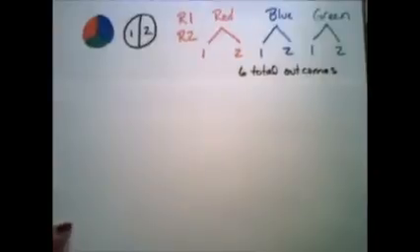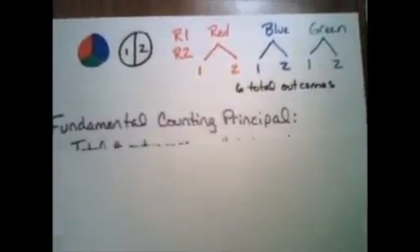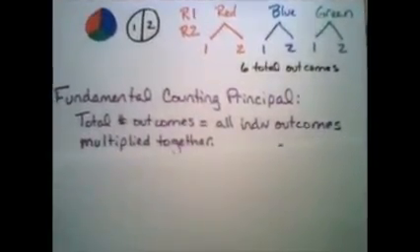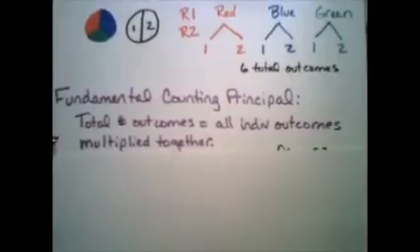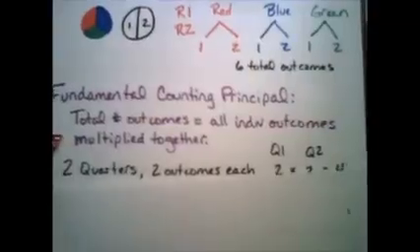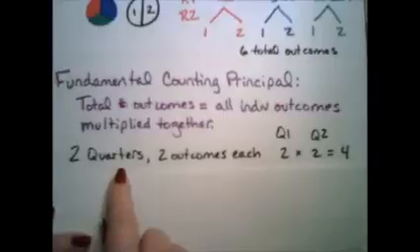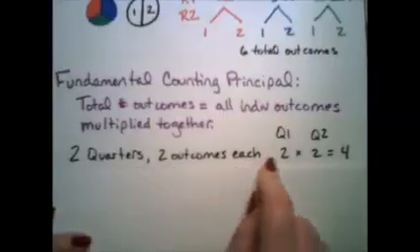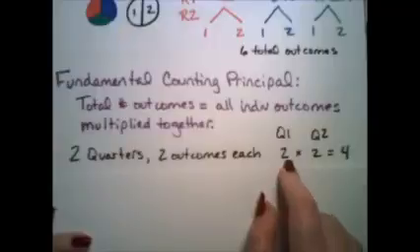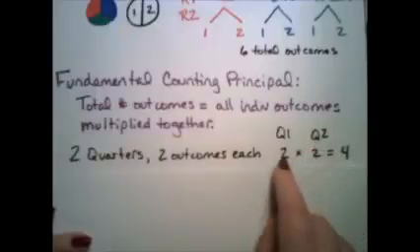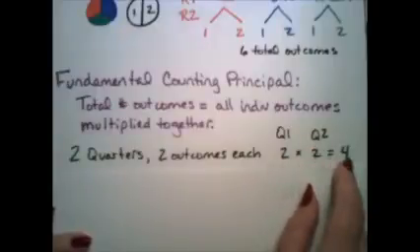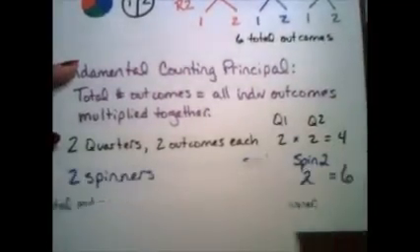And what this eventually gets to is something called the fundamental counting principle. This is the total number of outcomes: all the individual outcomes multiplied together. So for example, in our flipping 2 quarters, each of the quarters had 2 possible outcomes. Quarter 1 could be heads or tails, quarter 2 could be heads or tails. And if you multiply those together, you end up with 4 possible outcomes.